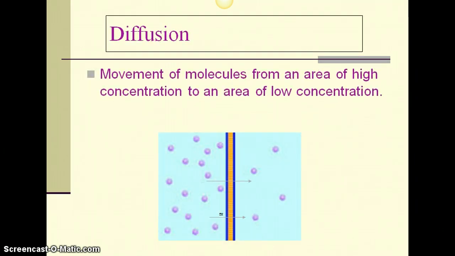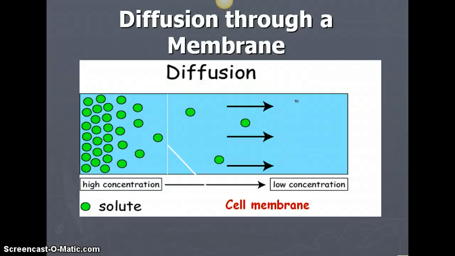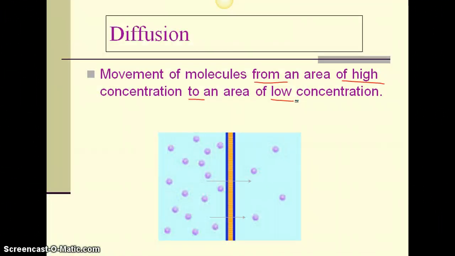So diffusion itself is movement of molecules from an area of high concentration to an area of low concentration. So from high to low. And this just happens naturally. No ATP is needed, no energy is needed. This is the cell membrane.